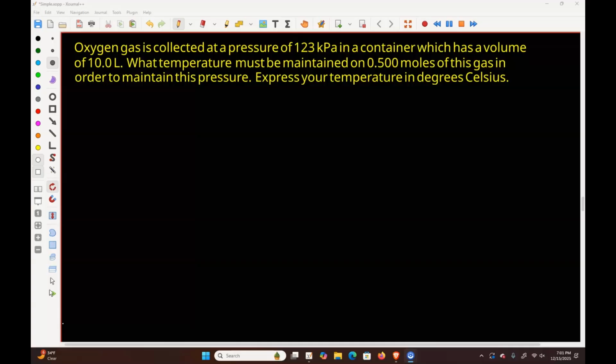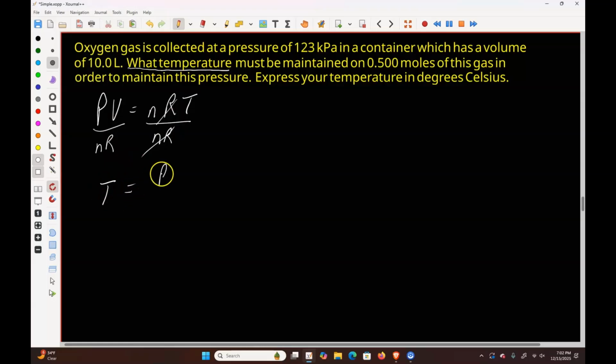I'm collecting oxygen at a pressure of 123 kilopascals in a container that's 10 liters in volume. I'm looking for the temperature. I have 0.5 moles of the gas, and give my temperature in degrees Celsius. Okay, so we're going to say PV equals nRT again. I'm looking for temperature, so I'm going to divide both sides by nR. So I can say the temperature then is equal to PV over nR.